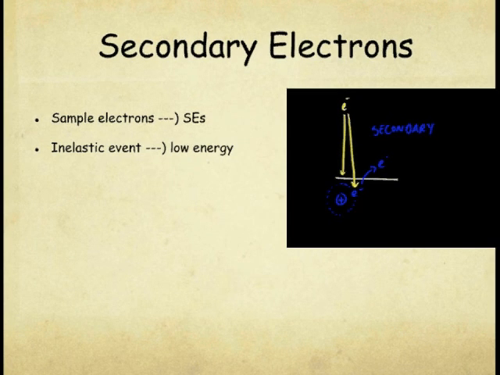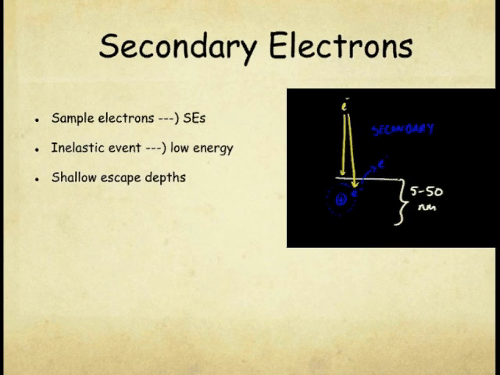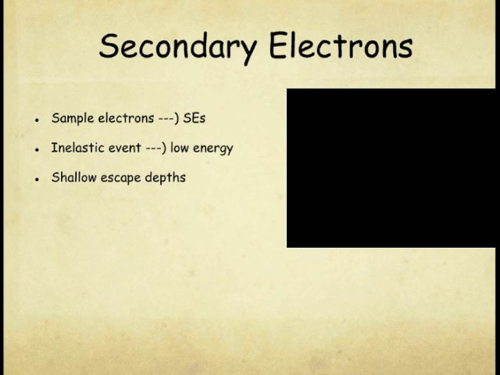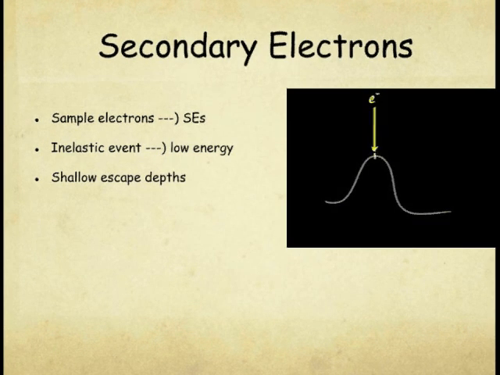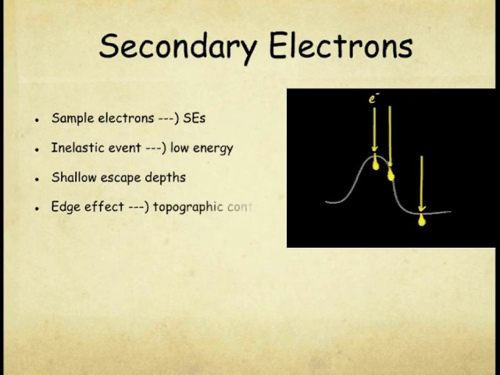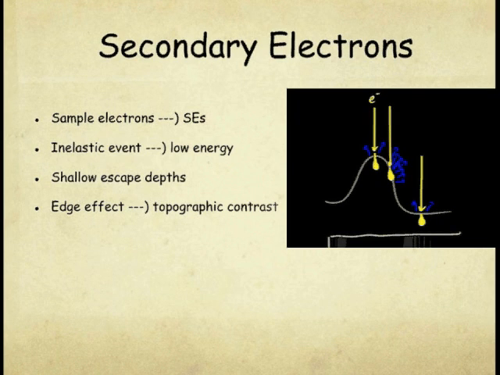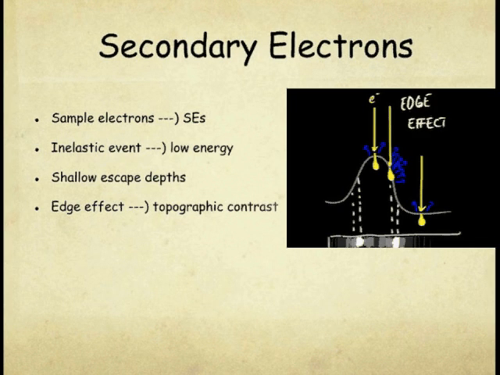Secondary electrons, or SEs, have very shallow escape depths. Most of them range from 5 to 50 nanometers, and they actually tell us nothing about sample composition. However, due to a phenomenon known as the edge effect, edges and ridges on a sample have more of the incident electron beam traveling through a shallow depth. Thus, these edges emit more secondary electrons and appear brighter. For this reason, secondary electrons yield topographic contrast and provide excellent edge resolution.